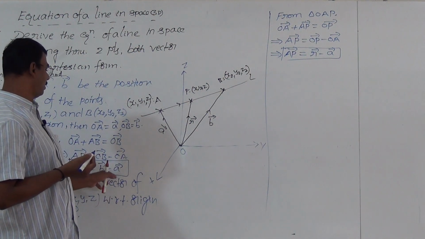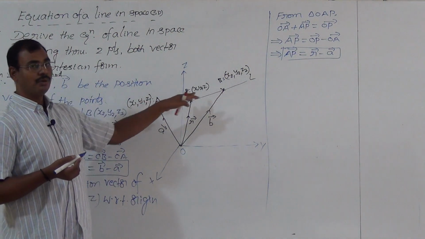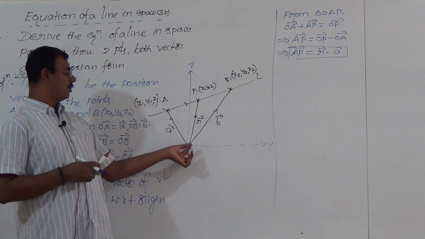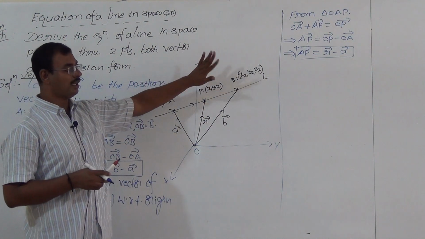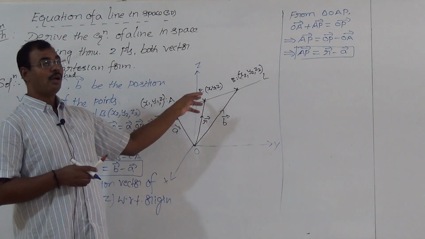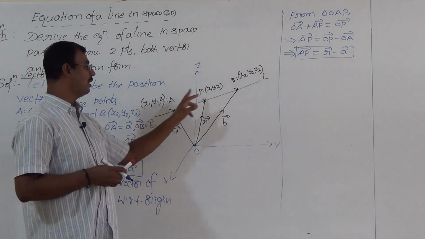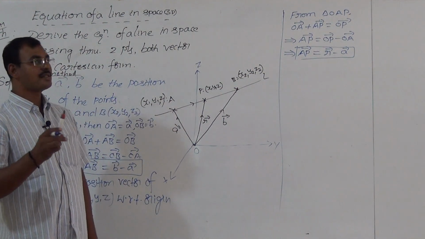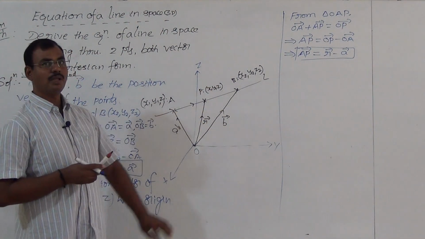AB vector is equal to B bar minus A bar. Observe all of you, what do you say? Everyone observe here. O, A, P, B. So A, P, B, what are these called? Yes, these are called collinear points. A, P, B lie on the same line. If A, P, B lie on the same line, then A, P, B are collinear.